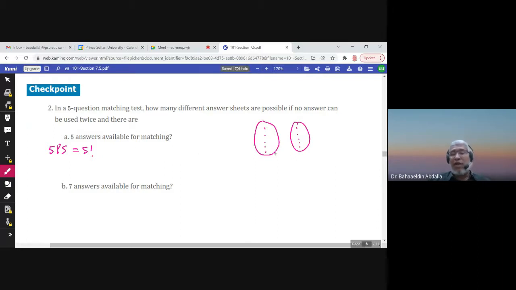You can answer it using the fundamental counting principle. How many answers are there to choose for question 1? 5. And if you select one answer for question 1, how many answers are left for question 2? 4, and so on. So it's actually also 5 factorial, because there is an arrangement.